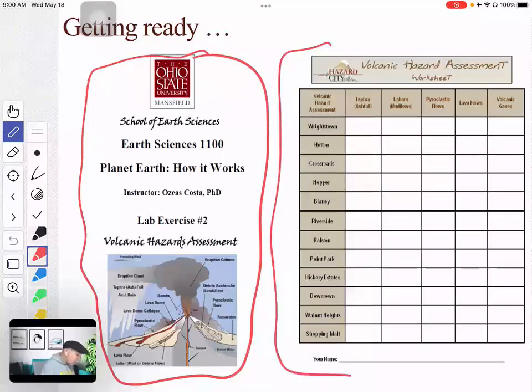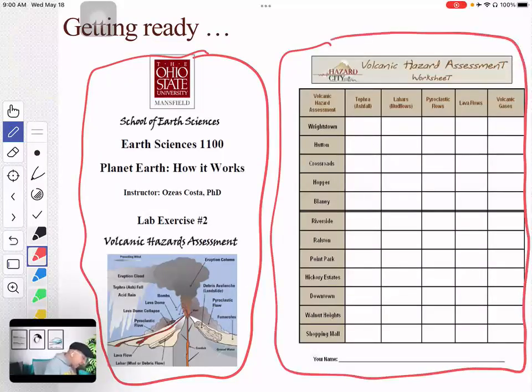And a copy of the answer sheet, which in this case is a worksheet where you're going to list your assessment of the different volcanic hazards that we're going to be addressing and how they impact the different towns and communities in this fictitious location. Okay, so having those two things ready will help you move along with the exercise.